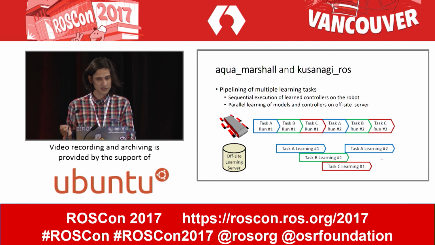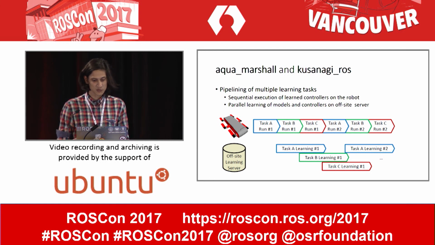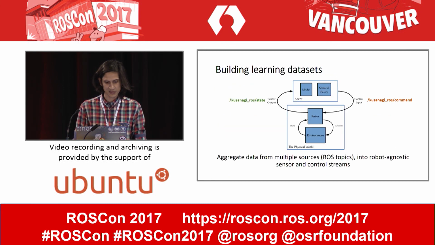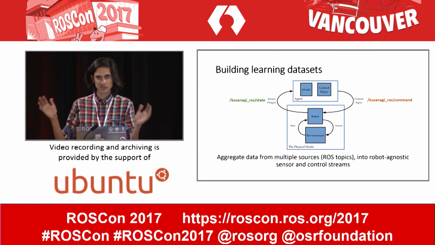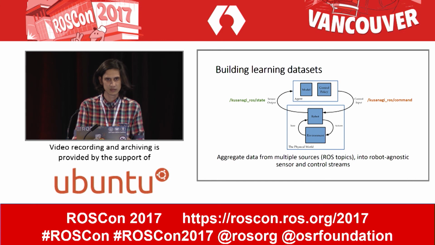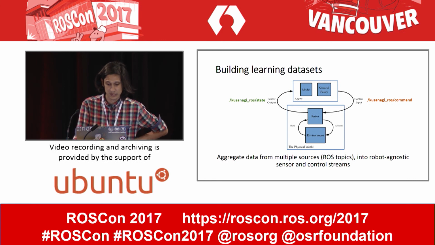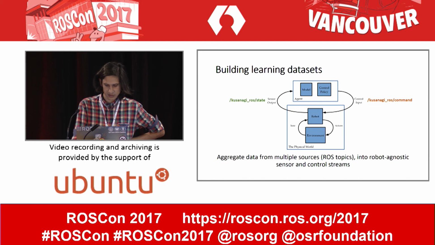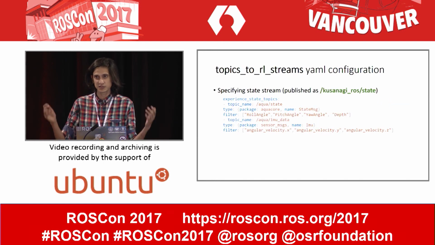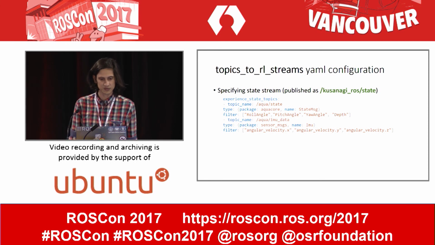Since all this learning can happen at different times, we need some way of triggering when the robot is ready to gather more experience. So that's what AQUA Marshal does. And then the Kusanagi ROS package converts the interpreted topics from the ROS world into the uninterpreted sensor streams that the RL algorithm expects. And the way we do this is we just wrote a simple node that converts topics to RL streams.